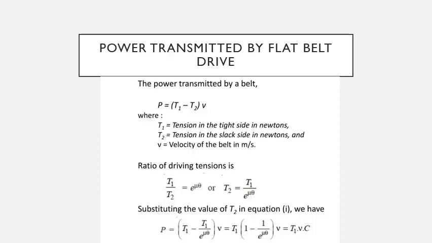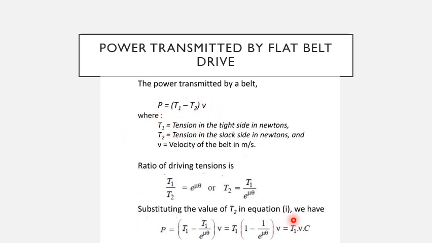Power transmitted by the flat belt drive. You can calculate the power transmission by subtracting T1 minus T2, which is the tension in the tight side in newtons and the tension in the slack side in newtons, and multiplying by the velocity of the belt in meters per second. You can calculate the power transmitted by a belt.